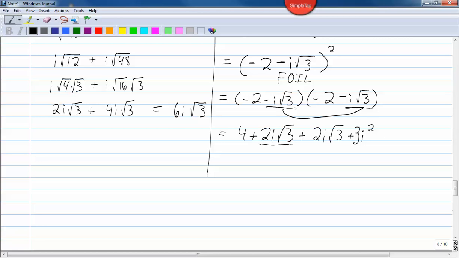Now these two terms here, this term and this term, they are like terms because they both have the same radical. Right here where I have an i squared, plug in a negative 1. So this is 4 plus 4i square root of 3, because they're like terms, I have to add what's in front. And then this right here is going to be 3 times negative 1. So that's negative 3.